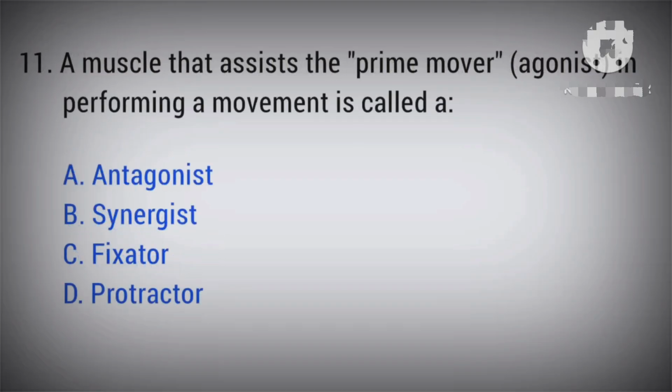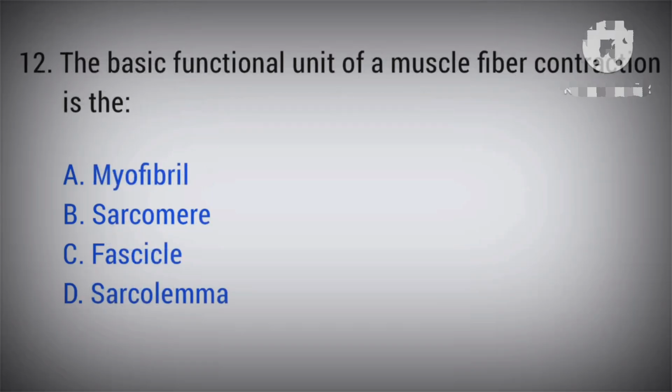Question 11. A muscle that assists the prime mover, agonist, in performing a movement is called a... The right answer is option B, synergist. Question 12. The basic functional unit of a muscle fiber contraction is the... The right answer is option B, sarcomere.